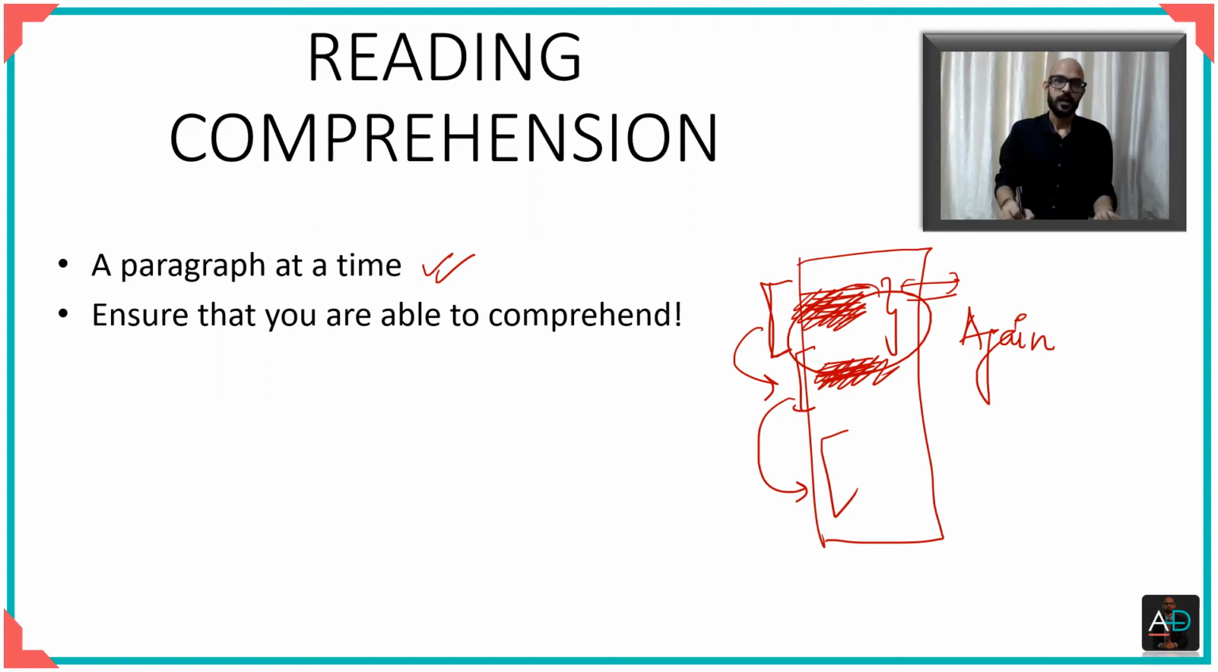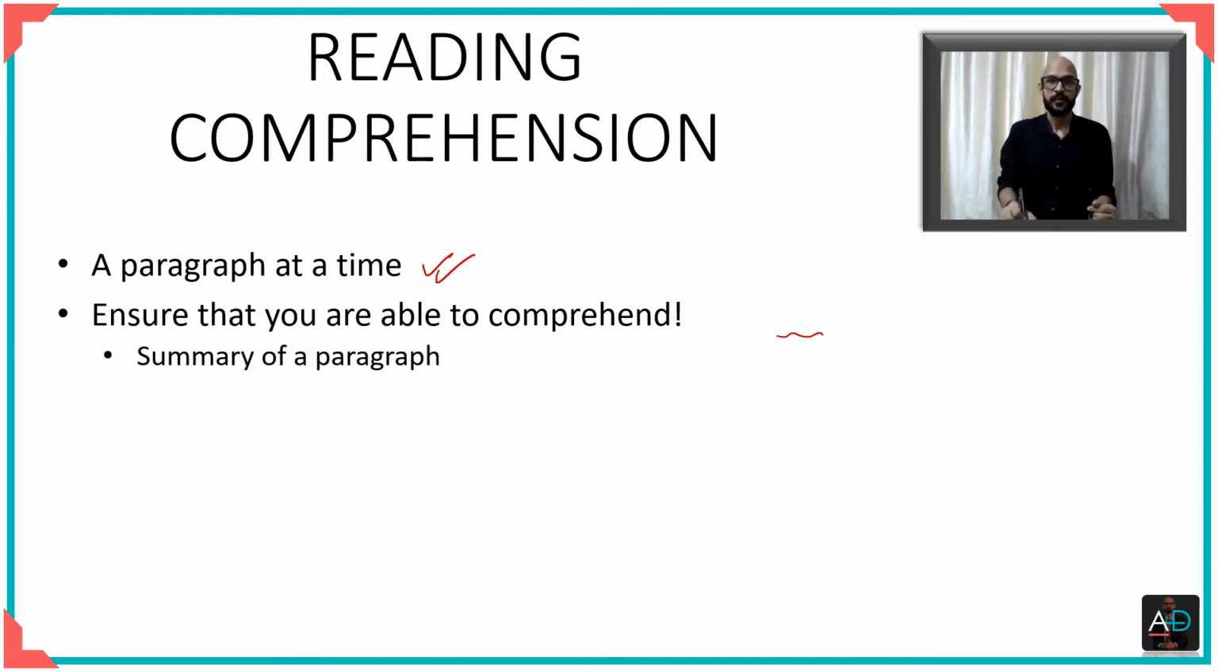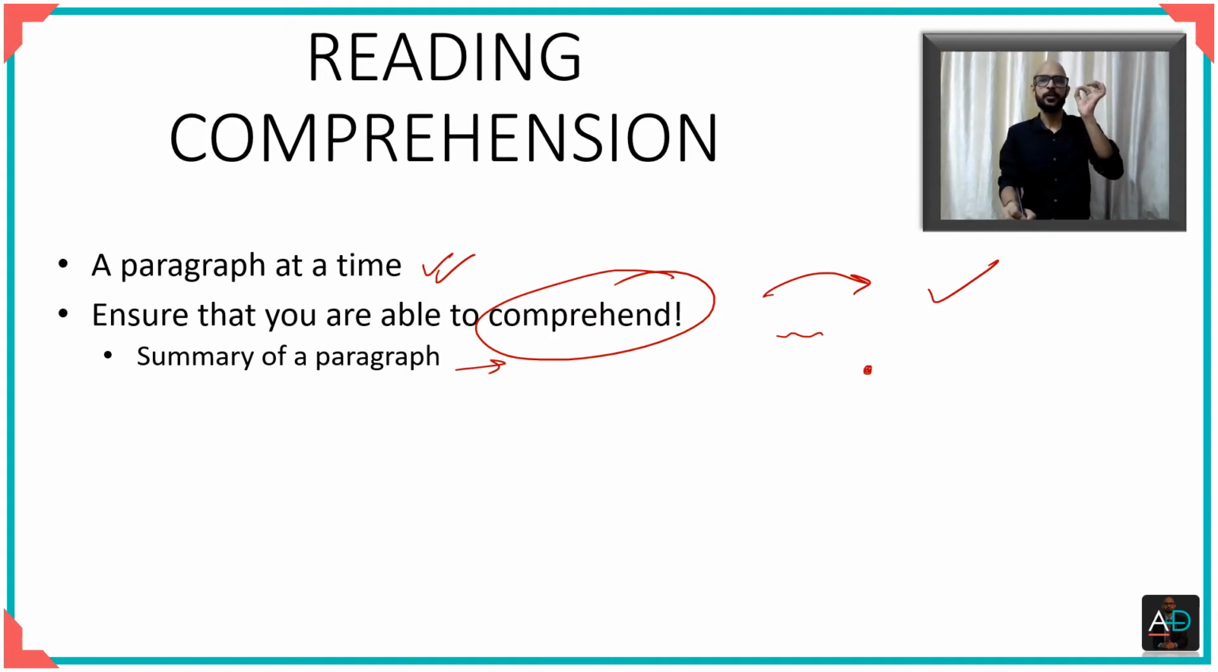Now the question is, how do you know that you have been able to comprehend? For that, there are some indicators. The first is that, let us say you have read this paragraph. Now we want to test whether you have been able to comprehend it or not. So let's look at your checklist. Are you able to make a summary of that paragraph in your head in a couple of points, say 1 or 2 points? Let us say you are. It means that perhaps you have been able to comprehend it.